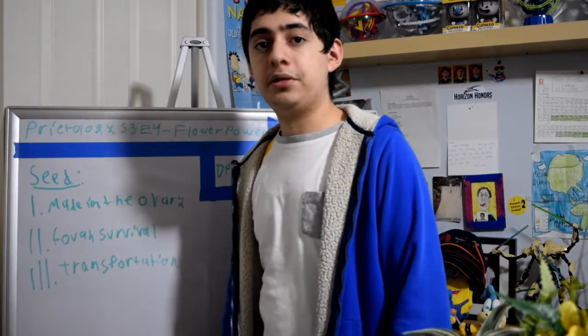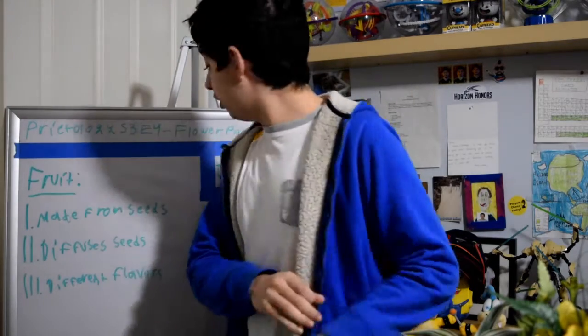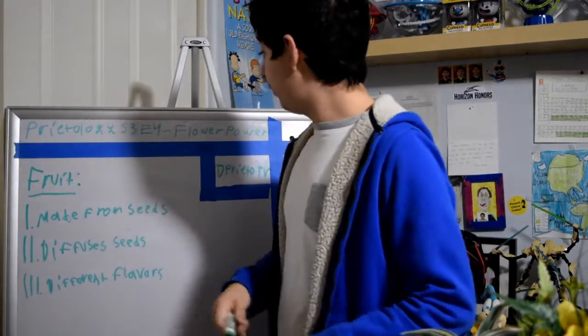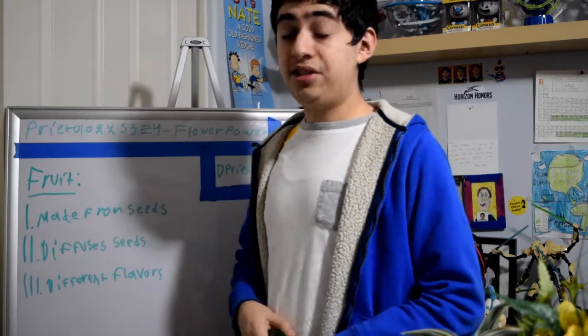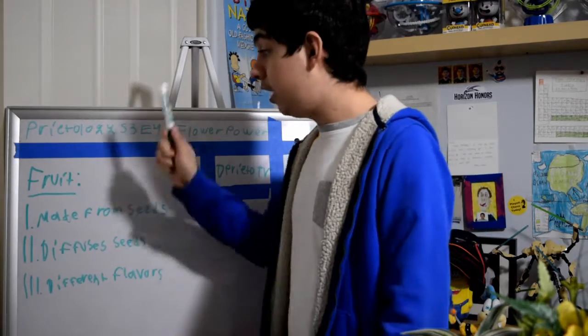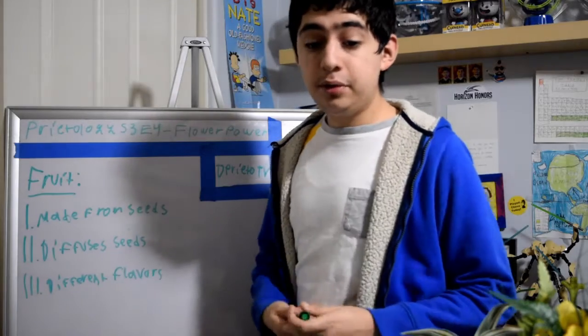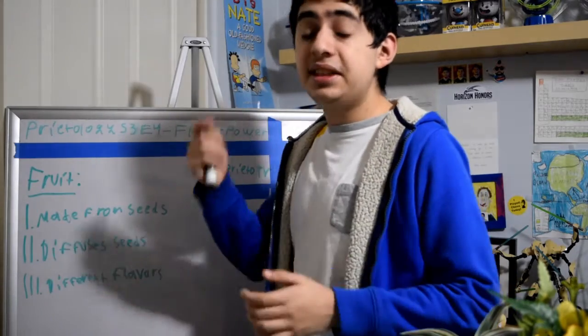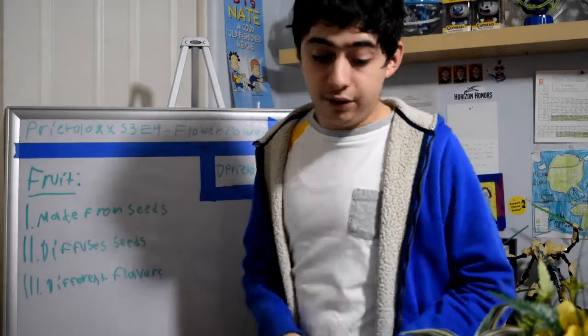Alright, let's move on to the final term. Here we go, final term, term number 9. We've been talking about the ovary for a while, so why not talk about it even more. We got fruit. Fruit can also be made in the ovary from seeds. So the seed turns into the fruit.